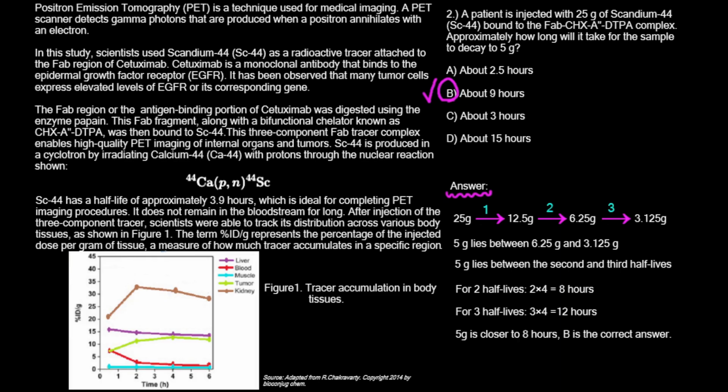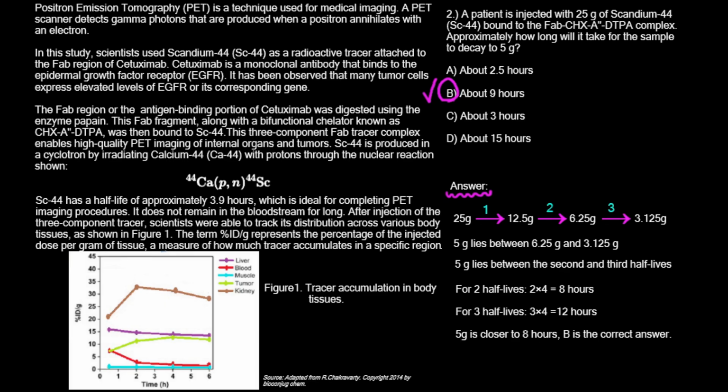The passage states that the half-life of the sample of scandium 44 is 3.9 hours. We will use the conceptual method, which uses the arrow diagram to solve this problem. So we need to start with the 25 grams of scandium 44. After the first half-life, the amount is reduced to 12.5 grams. After the second half-life, it decreases further to 6.25 grams. And after the third half-life, it becomes 3.125 grams.